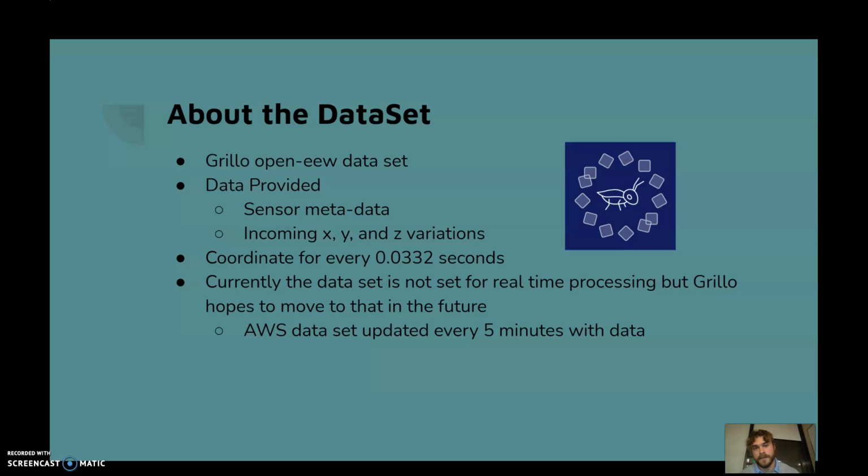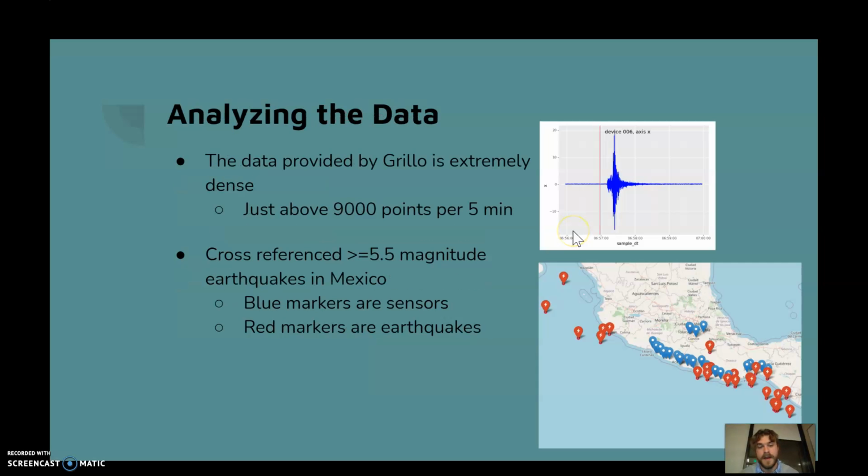And looking at it, if those individual points were coming in real time, they would update probably every 0.0332 seconds. And currently it's not set for real-time processing, but talking to the people at Griot, that's definitely a goal in the end, actually. So their sensors update the AWS dataset every 5 minutes with data.